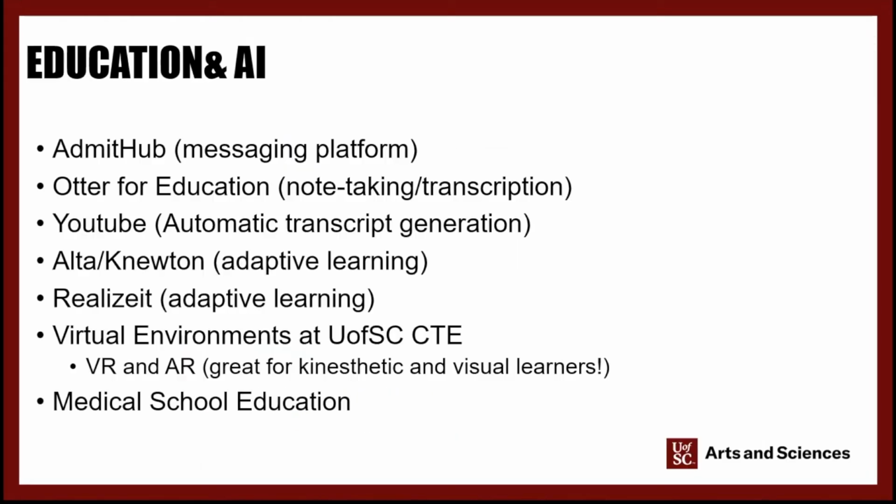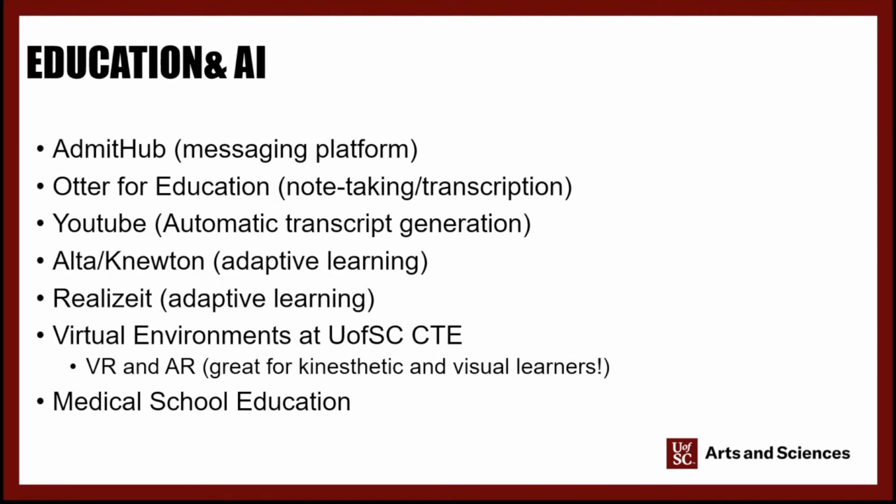and it's creeping up closer to 30 now. Some other examples of AI applications in education are things like AdmitHub, which is an AI-powered messaging platform to help remind students of things that are happening in the course, and you can also just talk back and forth. And things like Otter for Education and YouTube can generate automatic transcripts and help with note-taking.